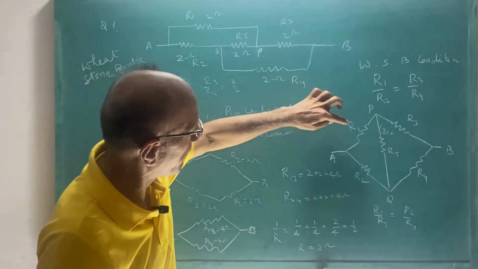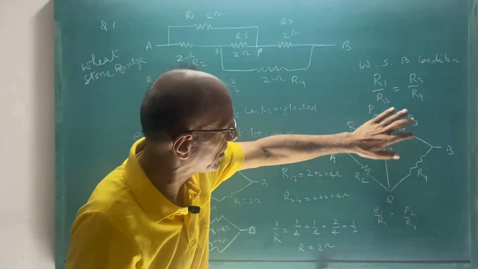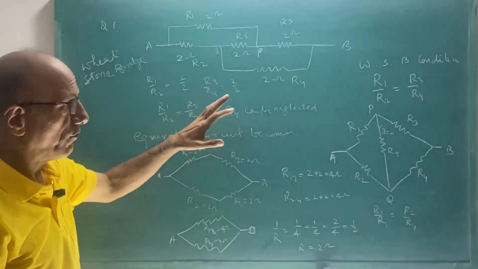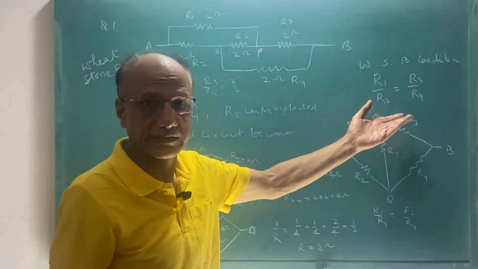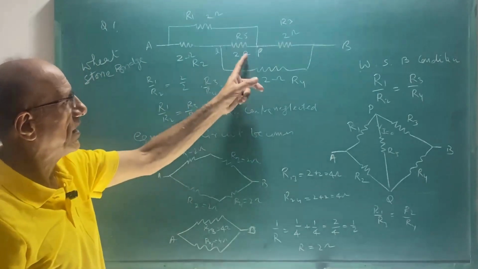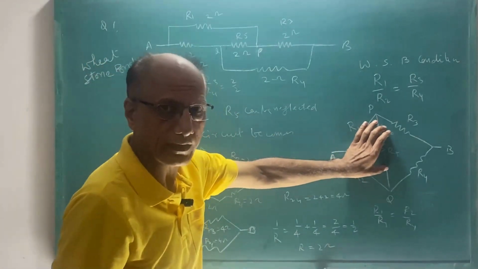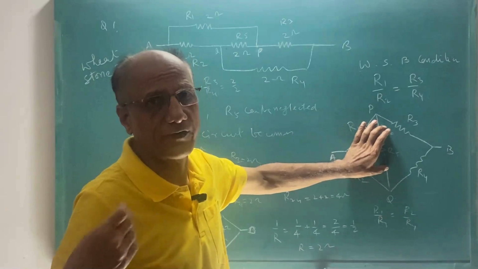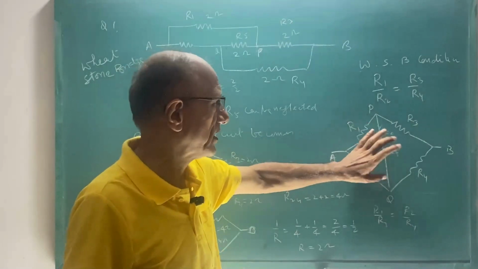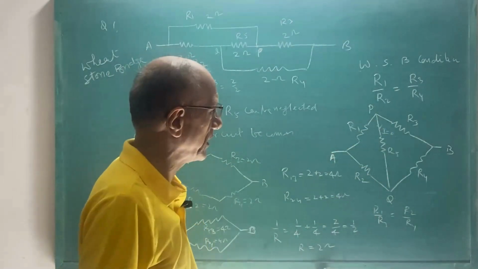Now here we have R1 upon R2 the same as R3 by R4, 2 by 2, and here also 2 by 2. When this ratio is not the same, then this cannot be neglected, and we will have a different way of solving it. There are 2-3 methods by which we can solve it. I will discuss later on.